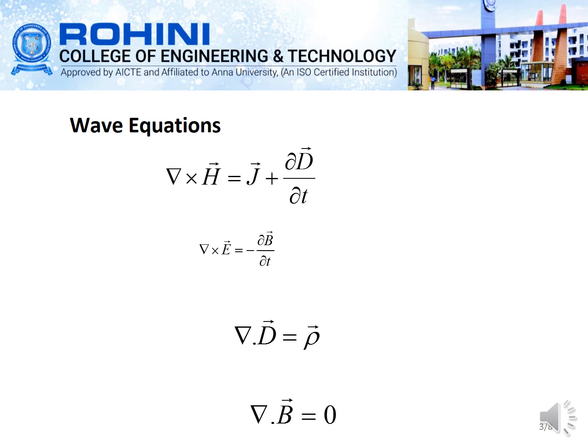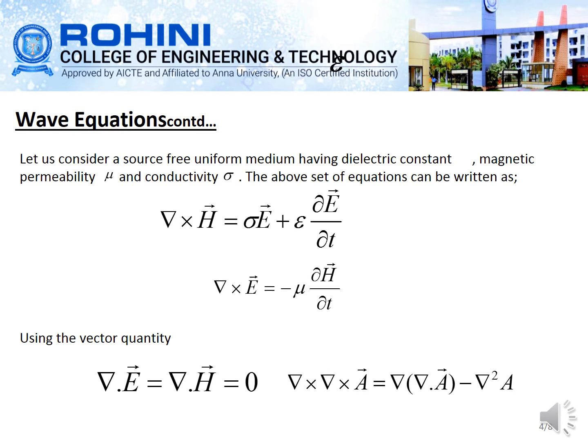From that, del dot D vector is equal to rho and del dot B vector is equal to 0. Applying the vector quantities, del cross H vector becomes sigma into E vector plus epsilon into dou E vector by dou T. And in terms of the electric field, del cross E vector is equal to minus mu into dou H vector divided by dou T. Using this, we know that the divergence of the electric field and magnetic field is equal to 0.